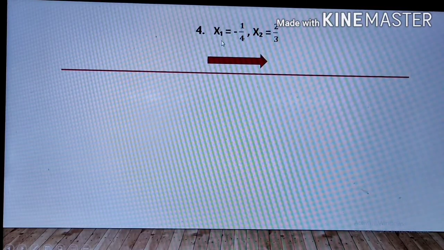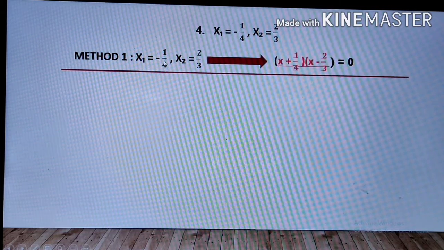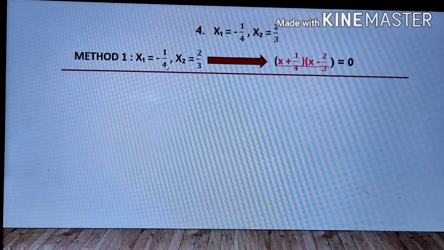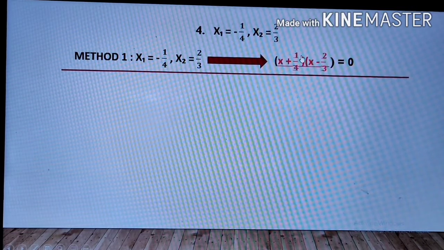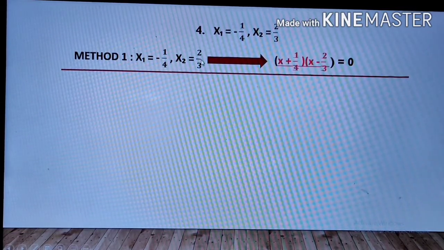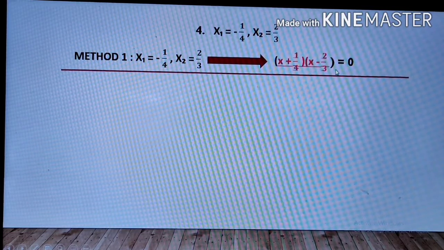Example number 4: x sub 1 is equal to negative 1/4, x sub 2 is equal to positive 2/3. So, method number 1: our x sub 1 is negative 1/4, then x sub 2 is positive 2/3. Same as what we did in example number 3, we transpose the negative 1/4 to the left side. From negative, it becomes positive. That's why x plus 1/4 times the quantity of x, then the positive 2/3, we transpose to the left side, it becomes negative 2/3. So, x minus 2/3 is equal to 0.